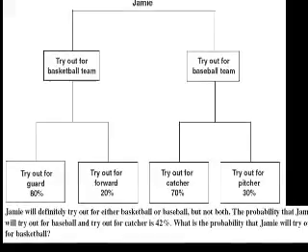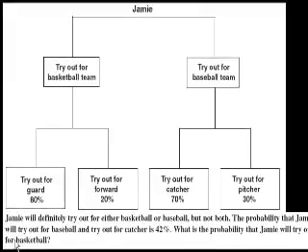Anyway, this was a big diagram. Let's see. This is what, problem 78? Let me switch to a dark color because I'm going to be writing on white. Jamie will definitely try out for either basketball or baseball. Okay, basketball or baseball, but not both.